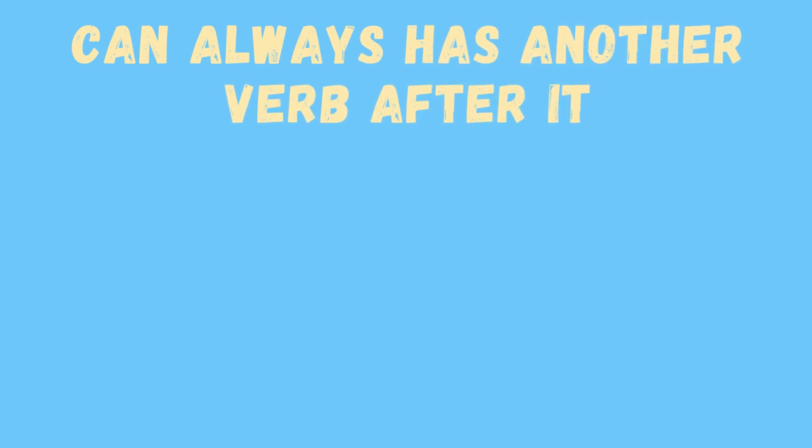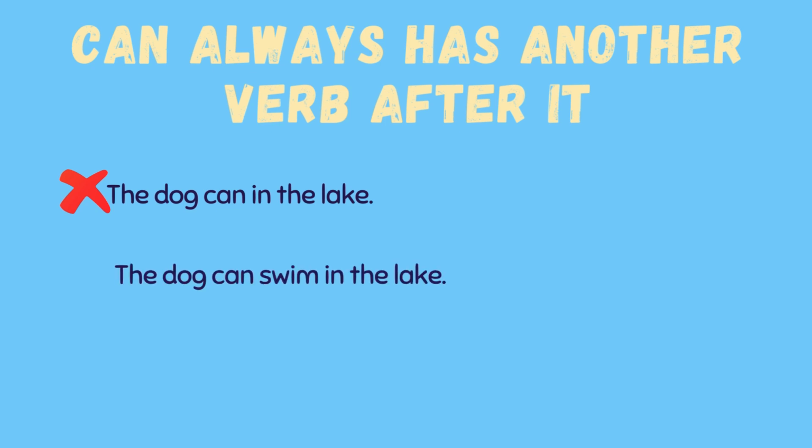Because can is a helping verb, it has to have another verb after it. We can never use can all by itself in a sentence. For example, we would never say, the dog can in the lake. This just doesn't make any sense. Instead, we would add a basic verb after can, like swim. The dog can swim in the lake.